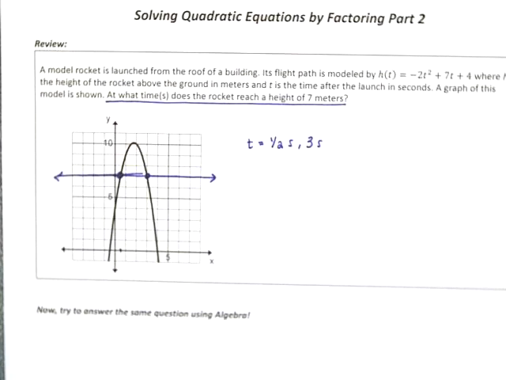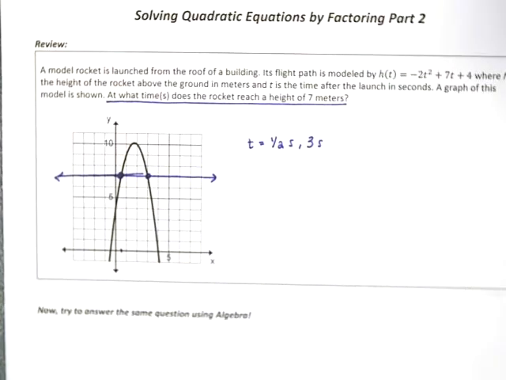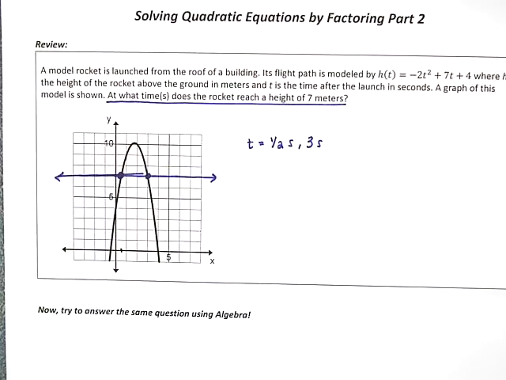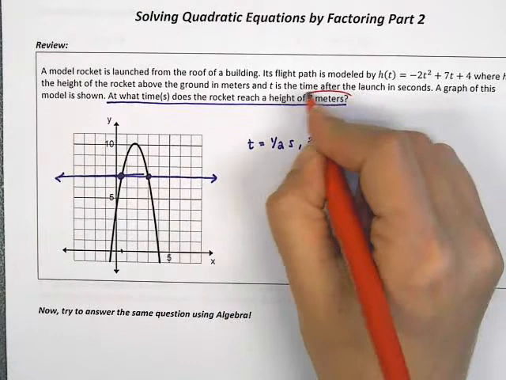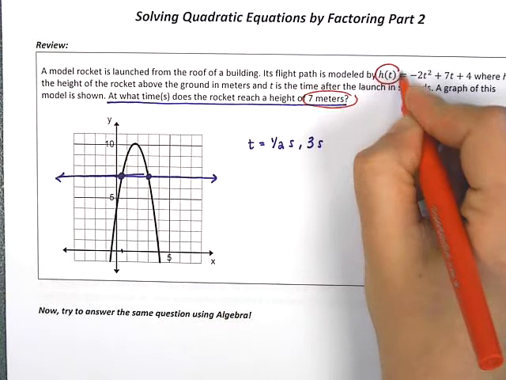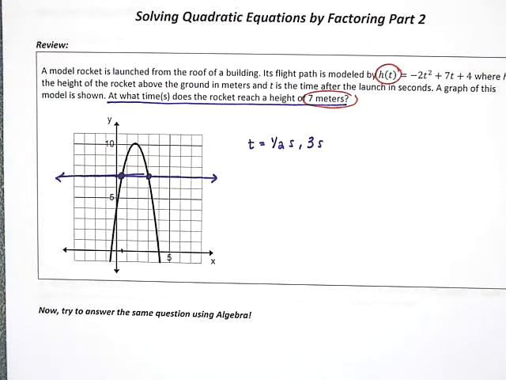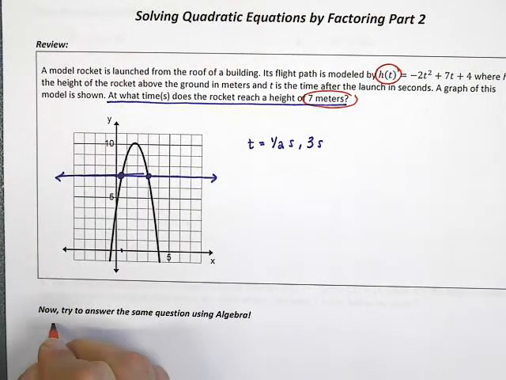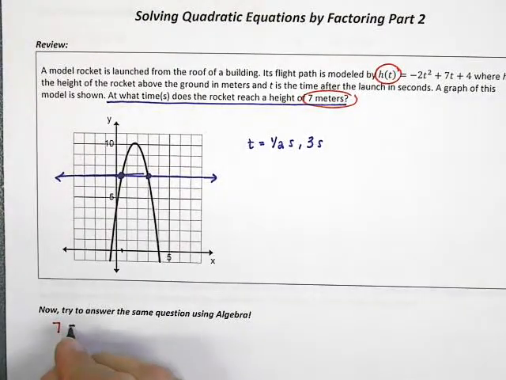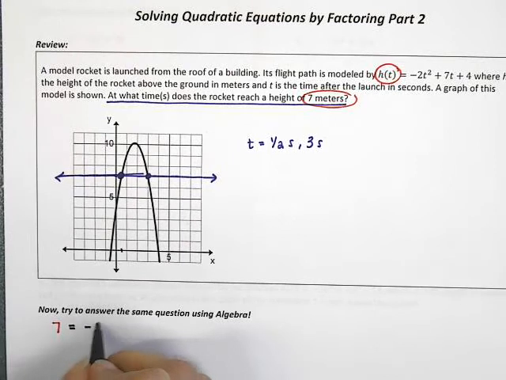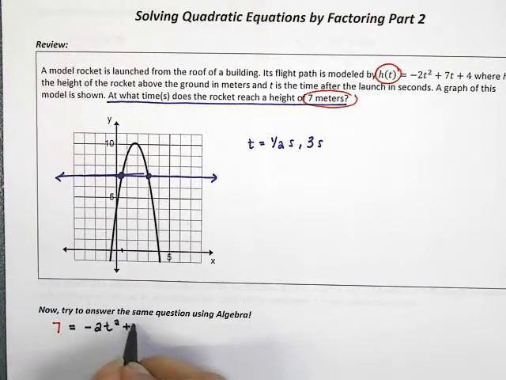The follow-up question that we're going to ask ourselves today is, how can we answer this same question without a graph, so using algebra? Because I want to know when the height is 7 meters, and in this problem, the h of t stands for the height. To figure out when my height is 7 meters, I can just replace the h of t with a 7 in this equation. So I would write 7 equals negative 2t squared plus 7t plus 4.